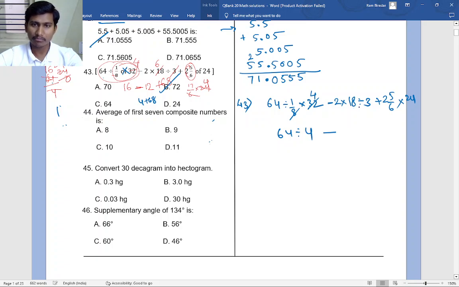So here "of" is not there, so we have to do division first. 3, how many is this? 3 6s are 18, right? So what will be remaining? 2 into 6 will be remaining, that is 2 into 6, right? So plus is there, so you write the same plus. Okay, so then 2 and 5 by 6 is how much? 6 2s are 12, 12 plus 5 is 17 by 6, and "of" is there, so into we have to do, that is 24 here.